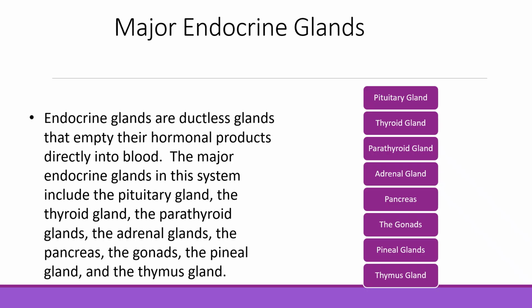The major endocrine glands in this system are going to be the pituitary gland. So we're going to talk about the difference between the anterior and the posterior pituitary gland, the thyroid gland, the parathyroid glands, the adrenal glands, the pancreas, the gonads, the pineal gland, and the thymus. So that's what we're going to be focusing on for the remainder of this lecture, along with some other organs and tissues that have minor endocrine function.